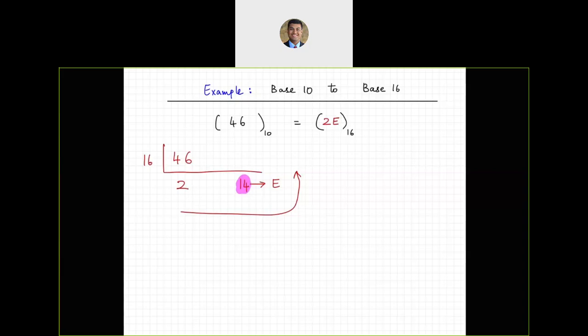Keep dividing by 16 and record the remainders. And, you know, if this was base 8, how would you do it? Well, keep dividing by 8 and record the remainders. I'm sure you guys get how this is going.